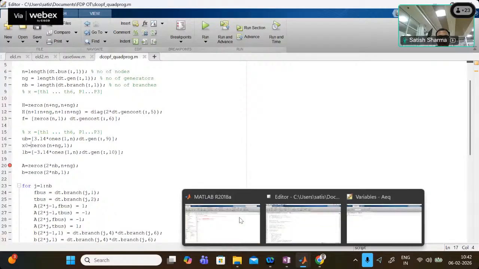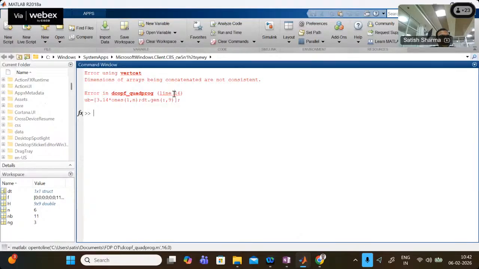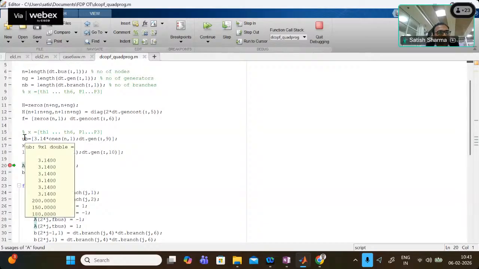What is the error? Word cat always being connected, not constant, line number 16. So let's see what is line number 16. 1 comma n. Okay, it should be n comma 1. N comma 1, and let's see. Now it's fine. So you can see the pi and 200, 150, 180 are basically values.